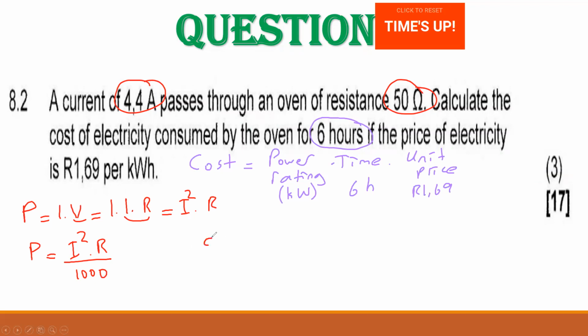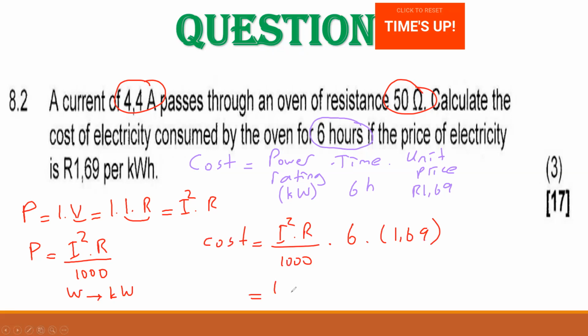So cost equals power rating, which is I squared times R over 1,000. Why 1,000? You understand, right? From watt to kilowatt. When you calculate with I squared times R, you are getting watts. So times 6 times 1.69. Okay, this calculation: cost equals current 4.4 times resistance 50 over 1,000 times 6 times 1.69. And then when you calculate this all, you can get your answer.